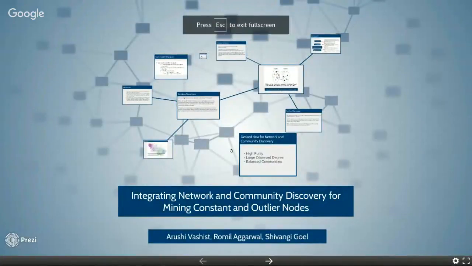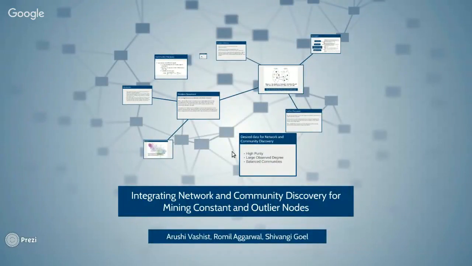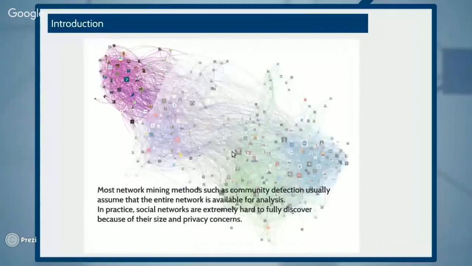The project for our IRE course is integrating network and community detection, discovery for planning constant and outline nodes. Basically, what we want to do is community detection on a given network. But what usually happens is that the network is way too large to do the whole thing on the complete network. So what people usually prefer is to take part of the network and perform community detection on that part.